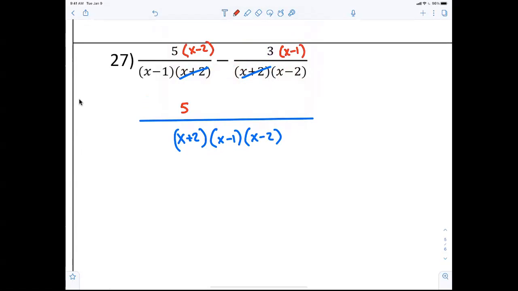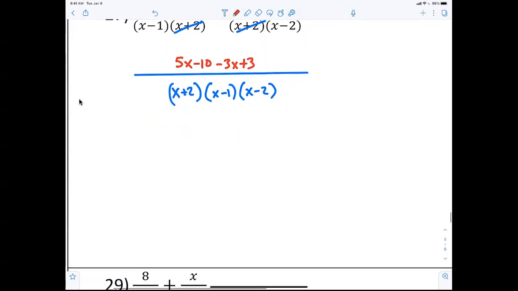Now distribute a 5. 5x minus 10. Now why is the next one you've got to be careful on? Negative, because you're distributing a negative 3, which makes it negative 3x plus 3. Now we combine terms. 2x plus 3x, minus 7. And now you just duplicate again.